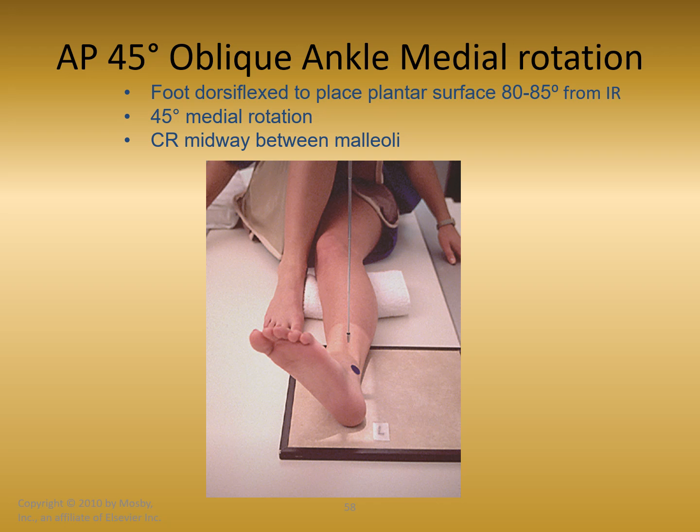Notice the dorsiflexion of the foot. They mention that they don't say 90 degrees. They don't want it dorsiflexed vertical from the IR. You know why? Because if we do that, then those metatarsals are going to superimpose the tarsals that we're trying to see, right? This is for the ankle joint, and the tarsals. And we don't want to pull those toes up and get phalanges and metatarsals in our x-ray.